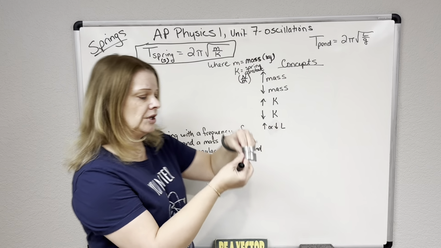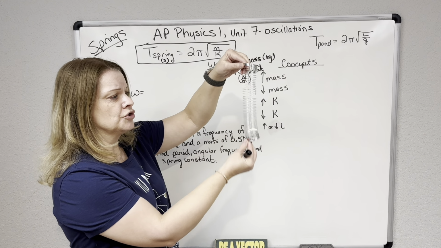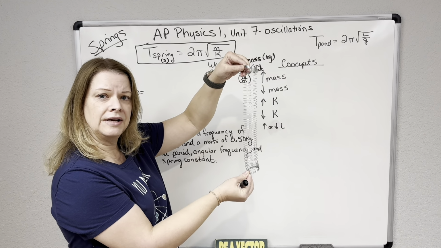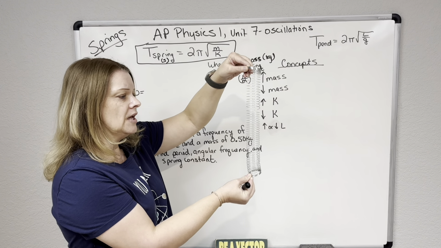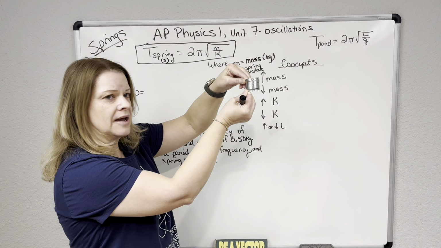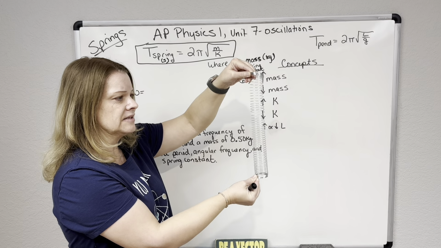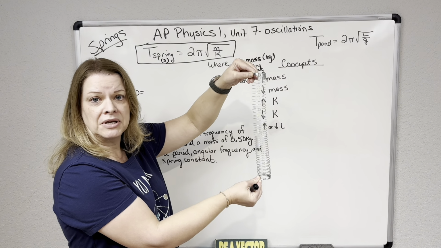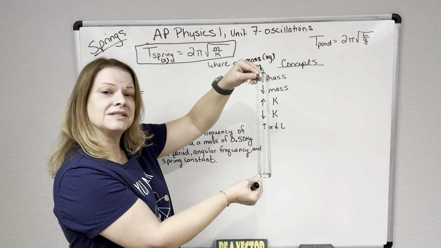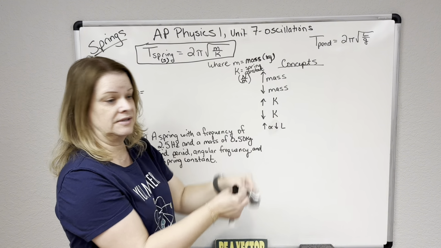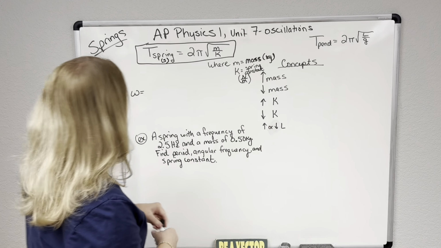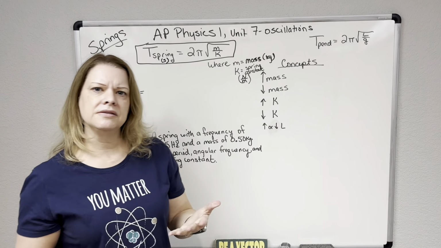I have a spring here, and I'm going to just stretch it down. So I'm going to start right here where it's stretched down. It's going to go all the way up to max compressed, and then it's going to come back down to where I stretched it. That would be one cycle. So the period would be the time it takes to make that one cycle. Okay? All right, perfect. We're going to talk about some concepts on this.